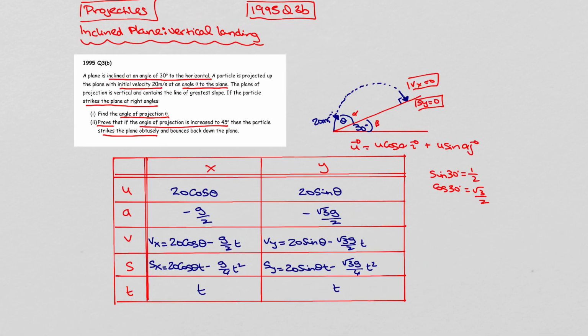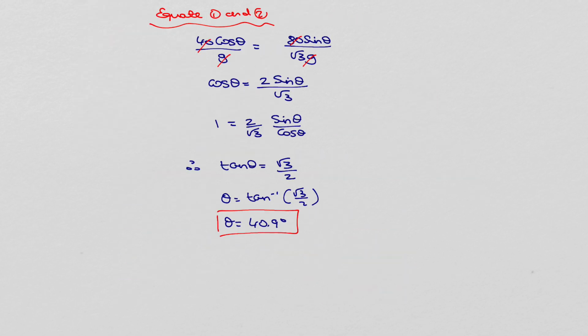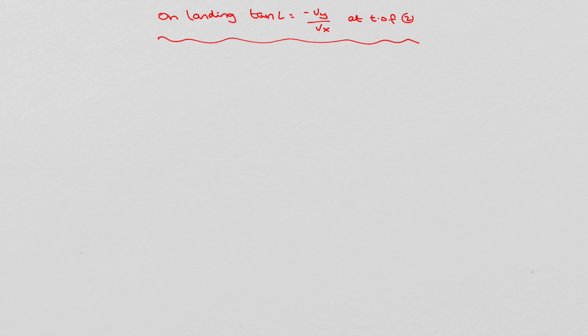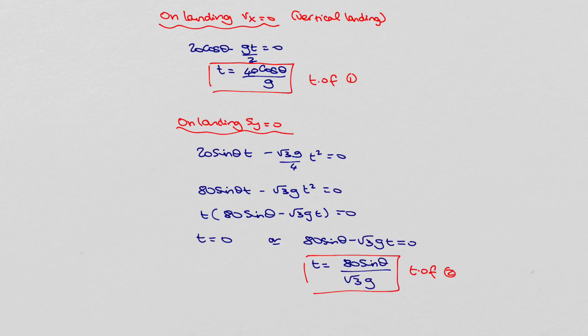Part 1 is done. So part 2 says prove that if the angle of projection is increased to 45 degrees, then the particle will strike the plane obtusely. Striking the plane obtusely means I can look for my angle of landing. On landing, tan of our landing angle is equal to minus Vy over Vx. But this has to be at the time of flight 2 only, because time of flight 1 was from the vertical landing. If the angle of projection has changed, it's no longer going to land vertically. Whereas when we look at the time of flight for sy equal to 0, that is the time of flight on landing, regardless of the landing angle.